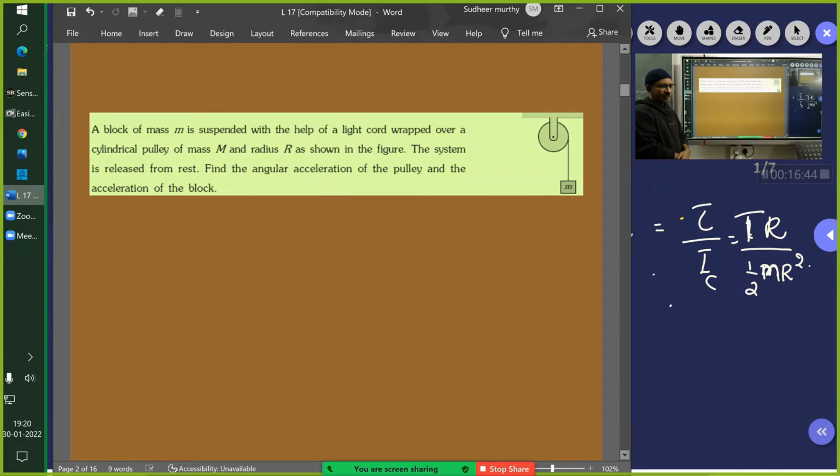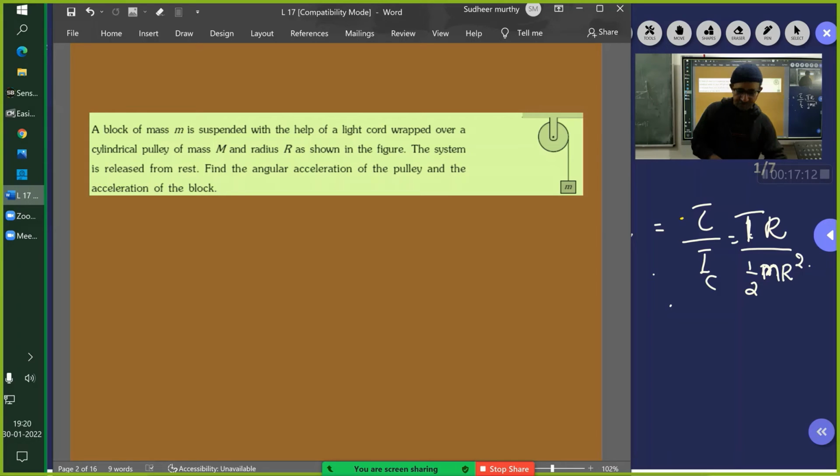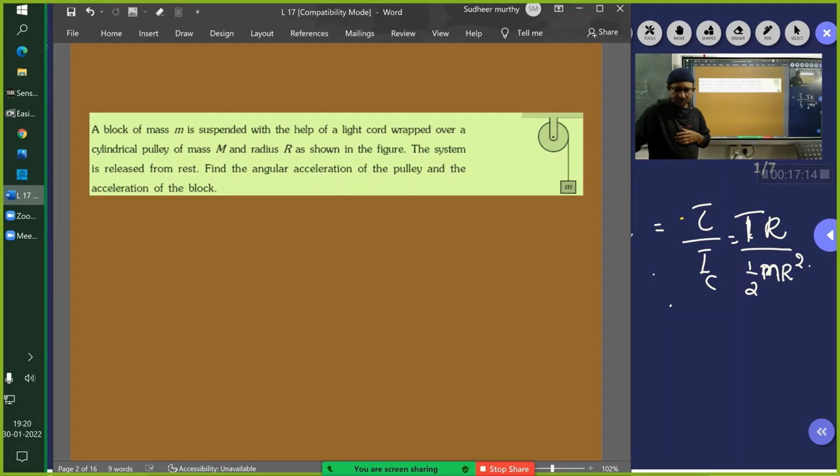Now, nicely solve this problem. Very sweetly, with right diagrams and all, you solve and get the answer. Find the angular acceleration of the pulley and the acceleration of the block. They are asking you alpha and a. Remember, the terms that should come there are small m and capital R. And of course, you can use g.